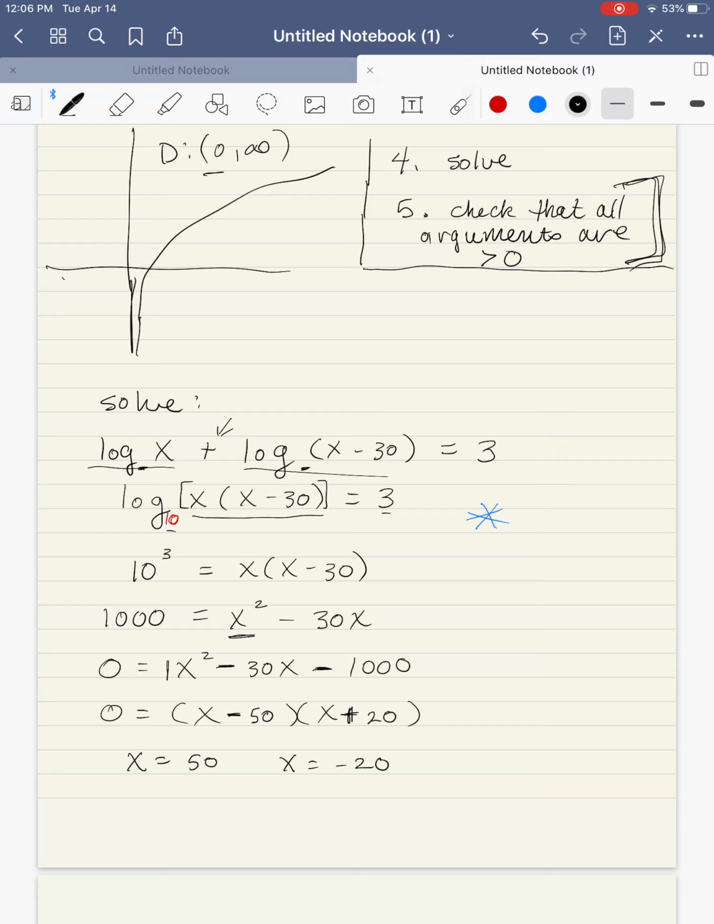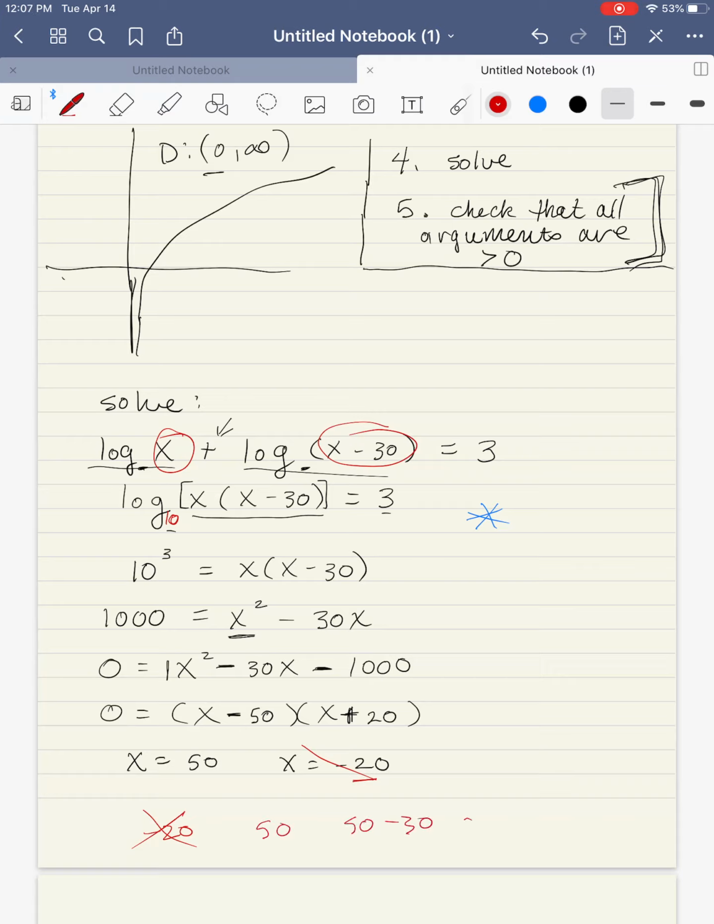But don't forget that we have to double check that if we plug the 50 and the negative 20 back in to the original equation, each of my arguments will be positive. And it doesn't matter that I have a negative 20 here. What matters is if I plug it back in and have a negative. But when I plug negative 20 in for x, obviously that's negative 20, so I can't use that one.